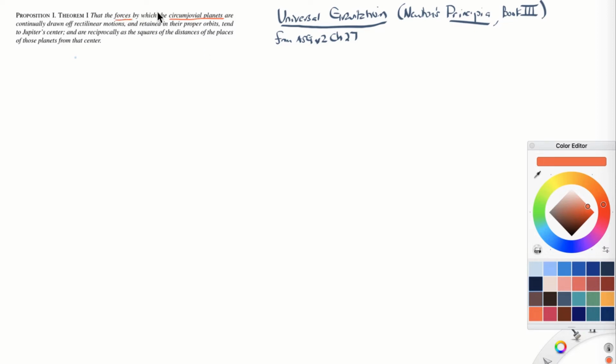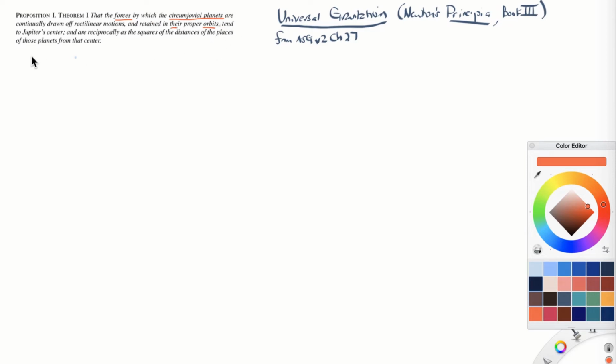He says the forces by which these planets are continually drawn off from rectilinear motions. That is, they would go in a straight line. That's the principle of inertia he's invoking. But because there's a force acting on them, they are removed from a straight line and they're retained in their orbits, right? And now what he's going to do is say something about those forces.